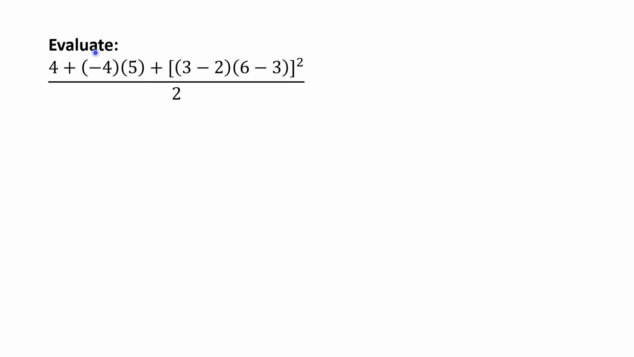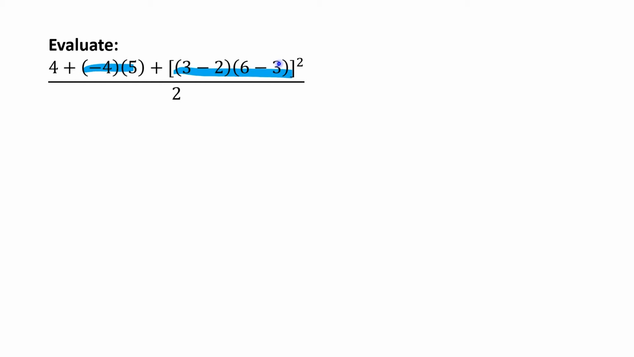Now the next problem is to evaluate this expression. 4 plus negative 4 times 5 plus 3 minus 2 times 6 minus 3 squared divided by 2. So we still have to use BEDMAS in this problem. BEDMAS begins with brackets, so we look for the brackets first. There's brackets over here, negative 4 times 5. And there's also brackets over here.